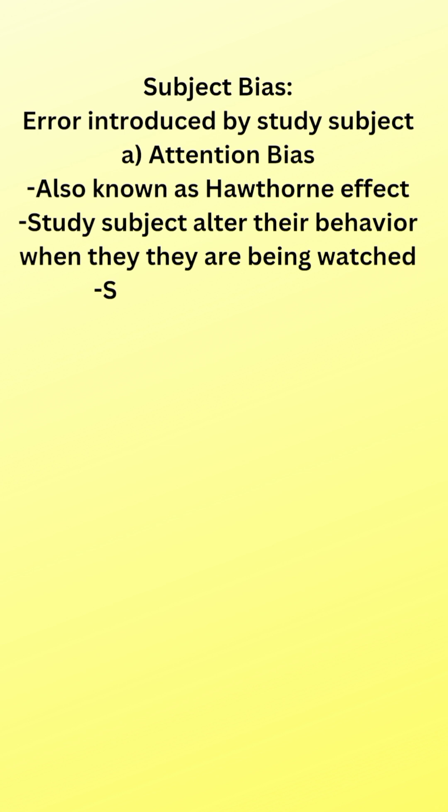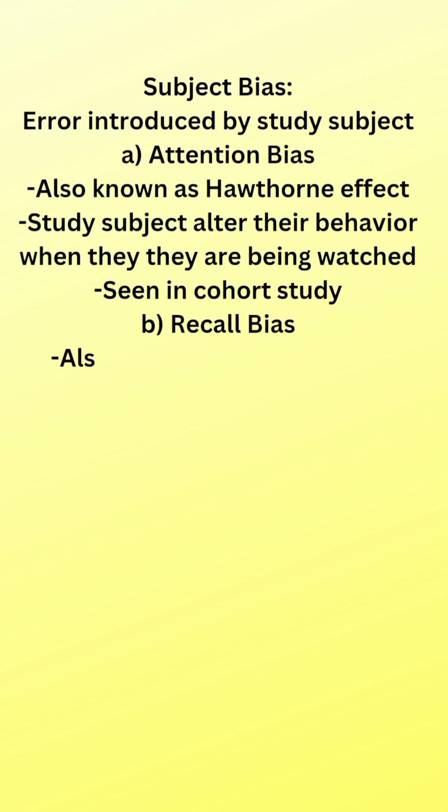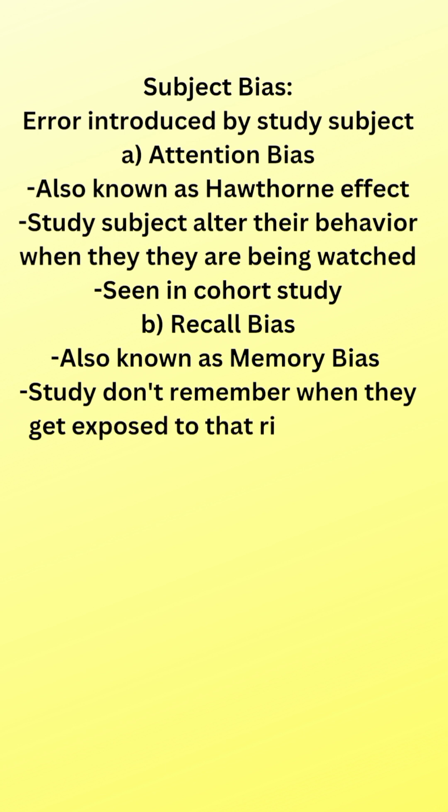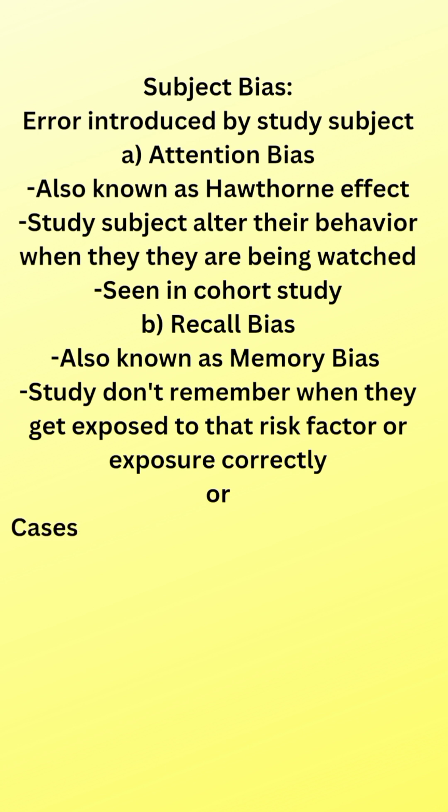So let's discuss study subject bias. Error which is introduced by a study subject. It is further categorized into two, that is, attention bias and recall bias. Attention bias, also known as Hawthorne effect. In this type of bias, study subjects alter their behavior when they are being watched. It is also seen in cohort study.